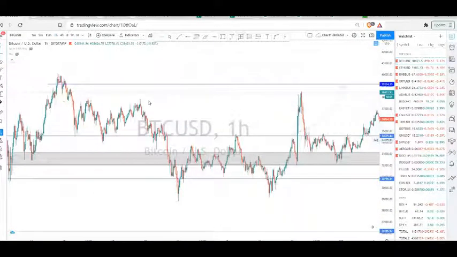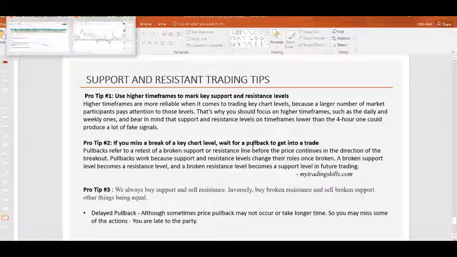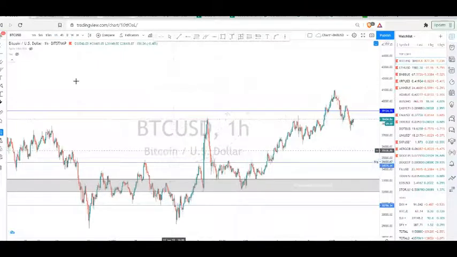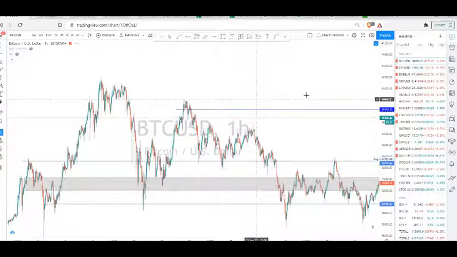Okay, so that's what we're saying here. We always buy support and sell resistance. Inversely, on the contrary, buy broken resistance and sell broken support. What do we mean? On the contrary, buy broken resistance. Where is the resistance? Please, those statements are very powerful. It helps a lot. Buy broken resistance.